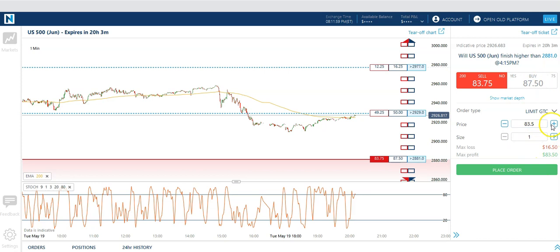Well, I sold for, we'll just say, 84. I could buy it back at 50. I just made from 50 to 84, a $34 profit. That's about a 200% return on my money, and I have 20 hours to be correct on this trade.